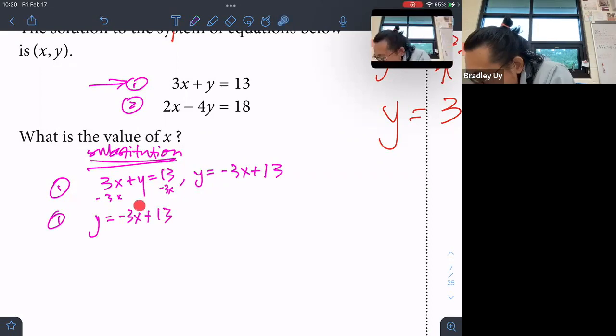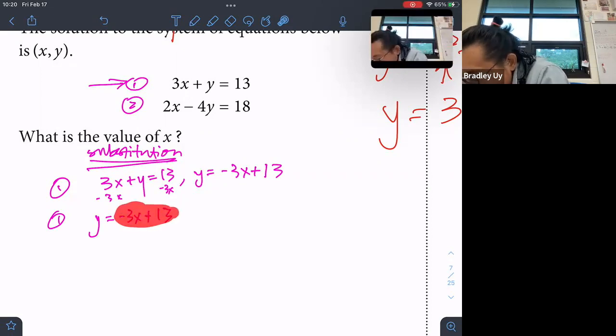What you're going to do now is take this expression for y, how substitution works. You're going to take this expression for y and plug it into equation 2. Of course, you can't plug it back into equation 1. You're just going to get a true statement. You're going to plug it into equation 2 for that y right there.